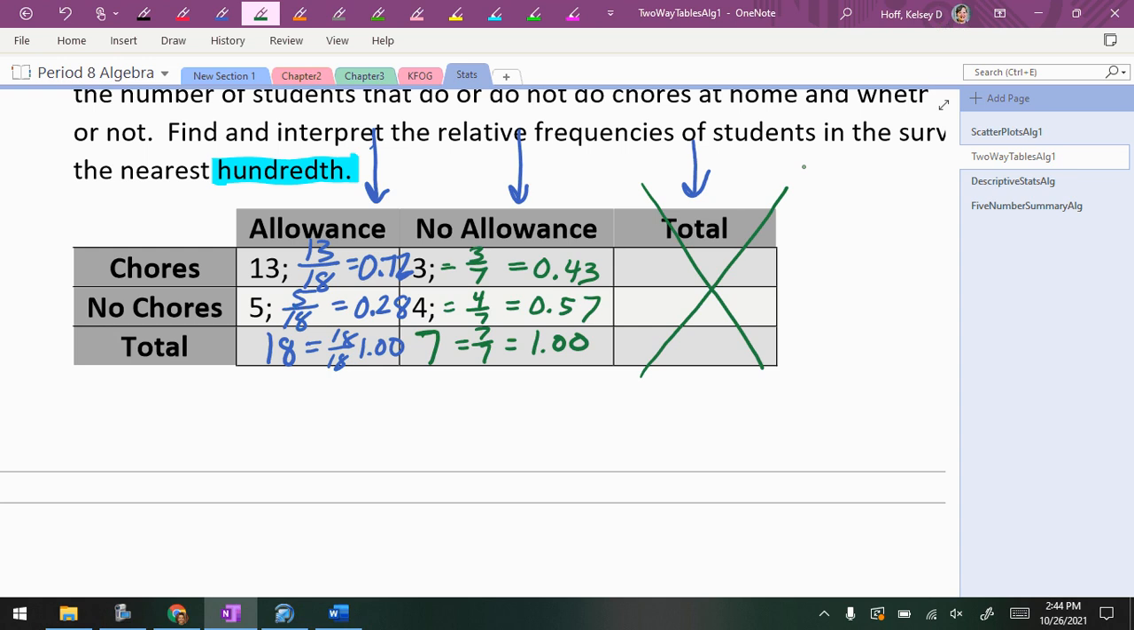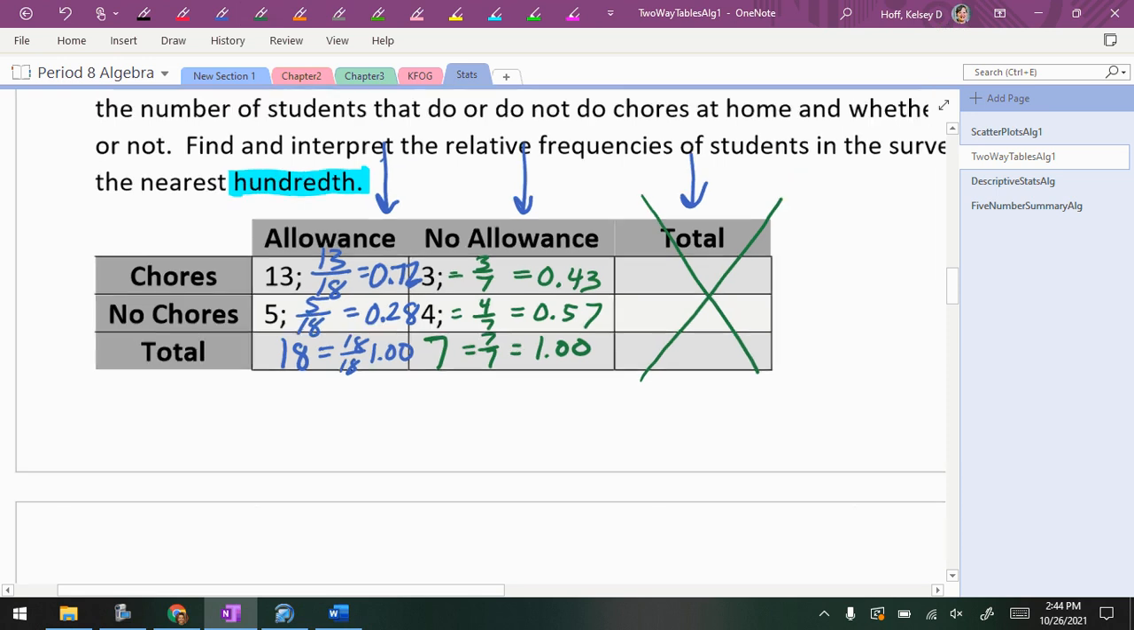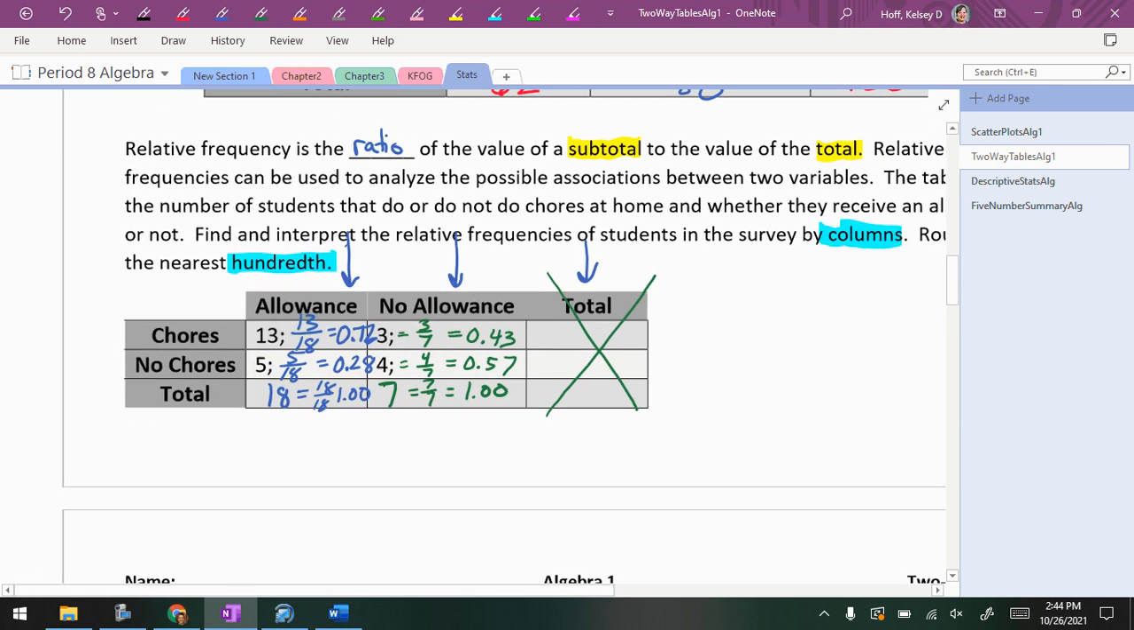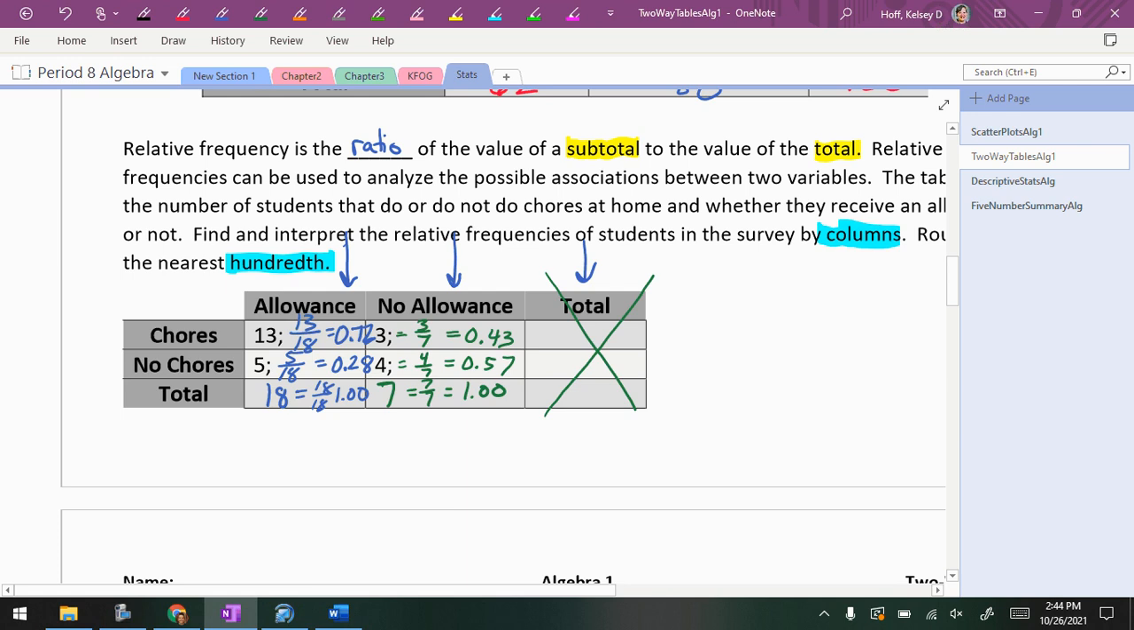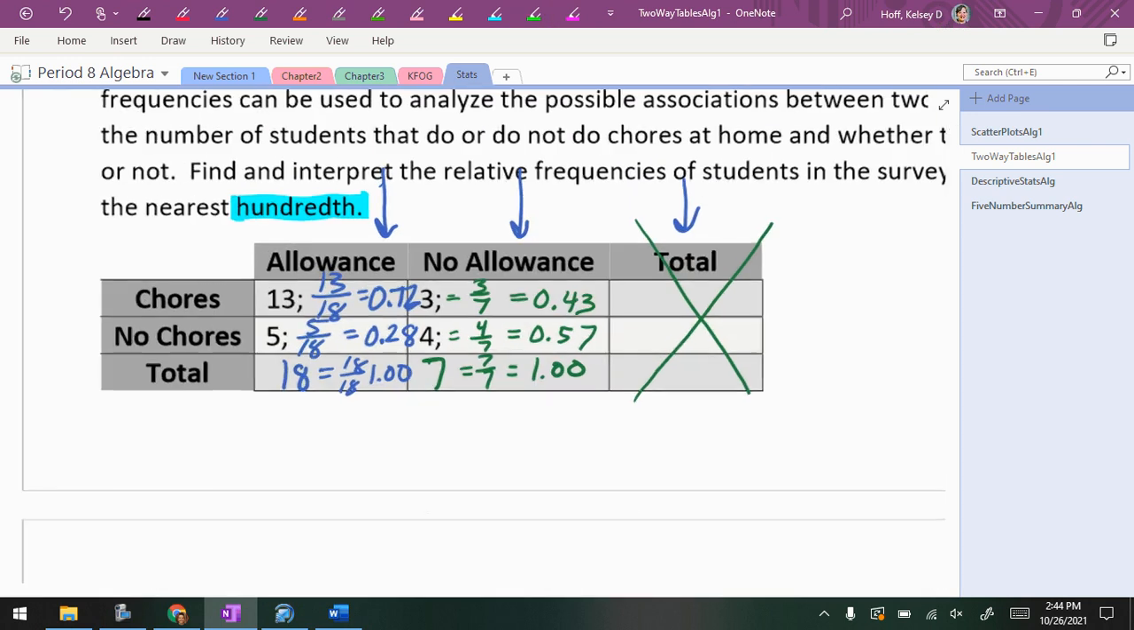When we talk about this, one thing that I want to talk about here is why would we ever look at relative frequencies? Relative frequencies can tell us where things are more likely to happen or less likely to happen. If they're more likely to happen, are they going to have a higher relative frequency or a lower? Higher. The more frequent it is, the higher the number is going to be. So other than our ones, obviously, what's our highest frequency? Allowance and chores right here.